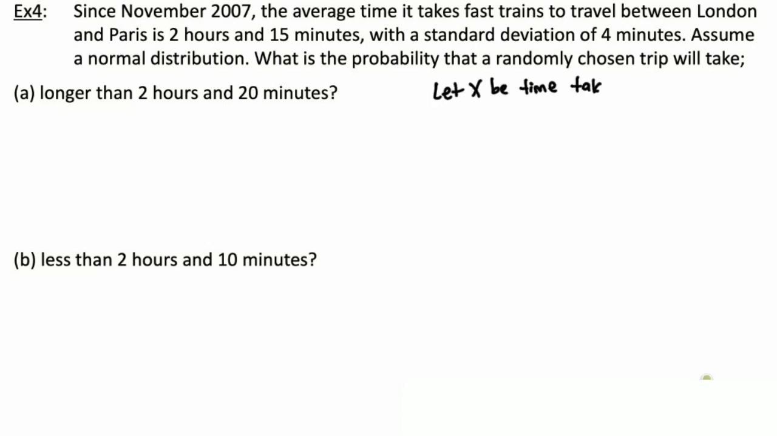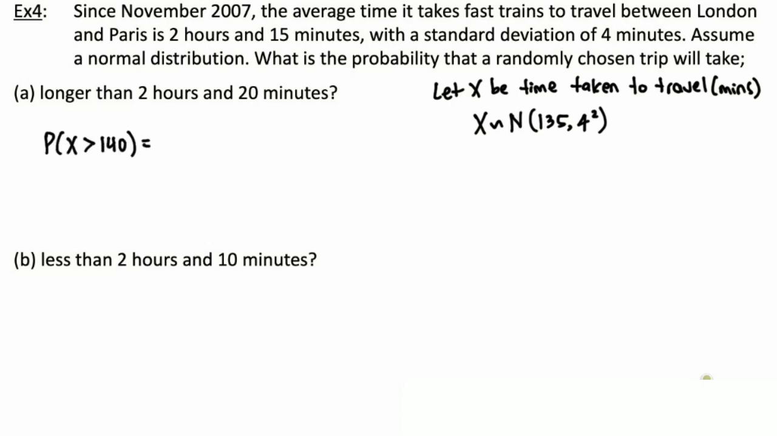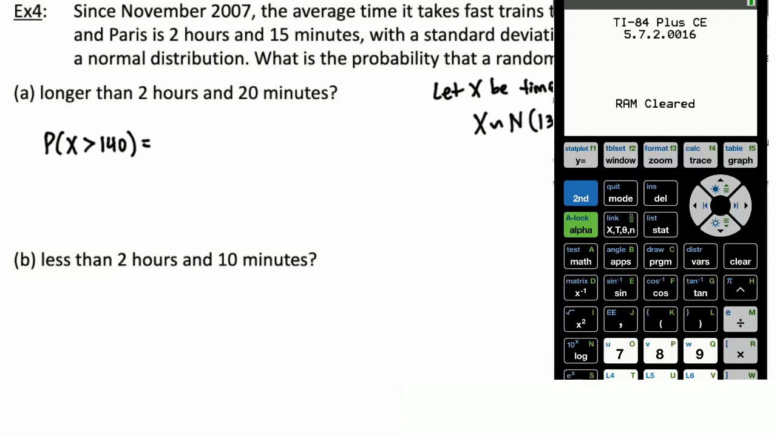Go ahead and pause the video now. All right, so we'll start by defining our variable x to be the time taken to travel in minutes. And we know that x is normally distributed with a mean of 135 and a variance of 4 squared, or a standard deviation of 4. We're asked to find the probability that x is greater than 140, since we've converted all our time to the measurement of minutes. We'll go into our graphing calculator.